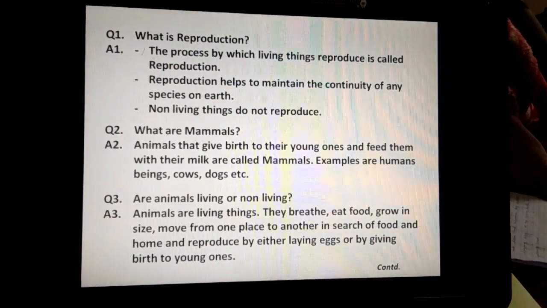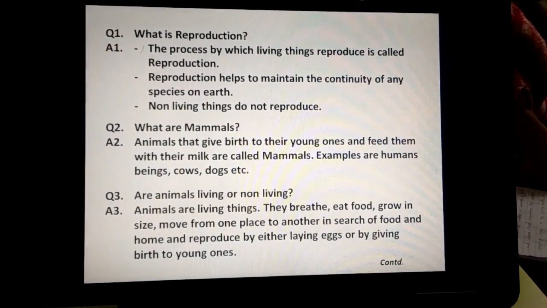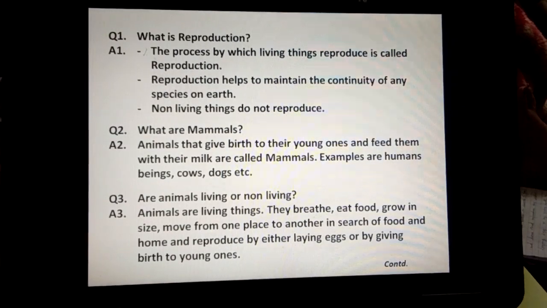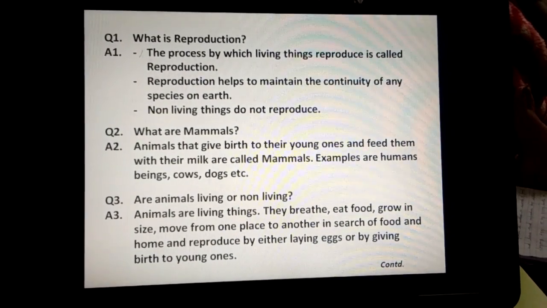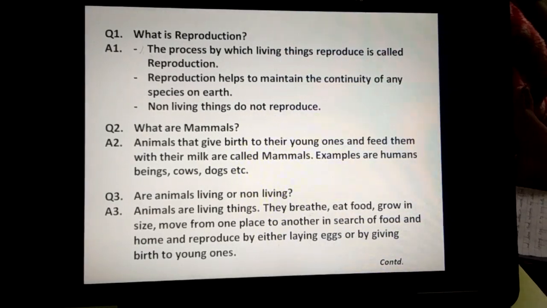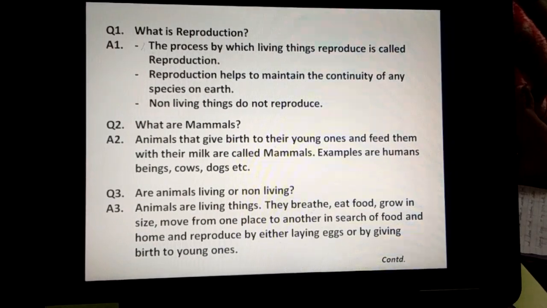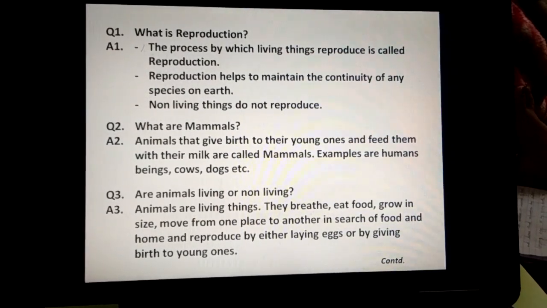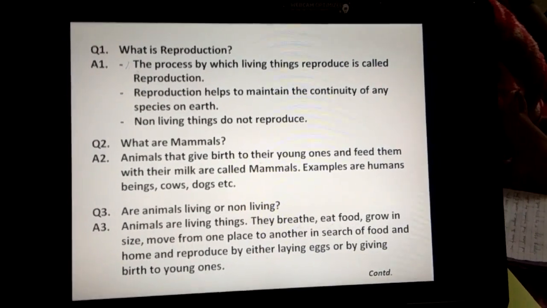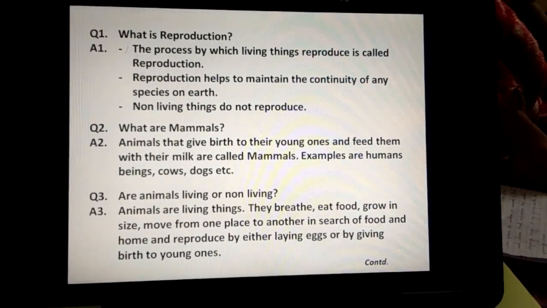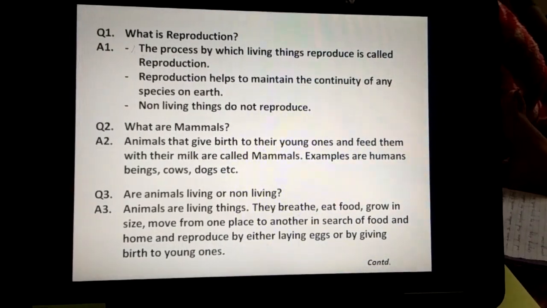Yesterday I asked you some questions which you had to do. I hope you must have done it. You can match your answers with this. Question 1. What is reproduction? The process by which living things reproduce is called reproduction. Reproduction helps to maintain the continuity of any species on earth. Non-living things do not reproduce.